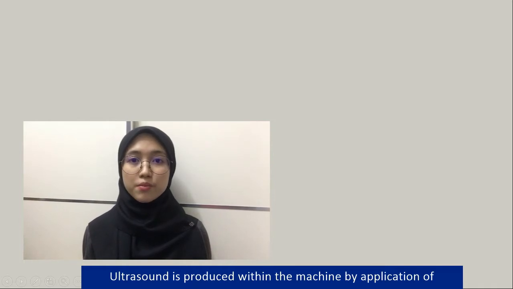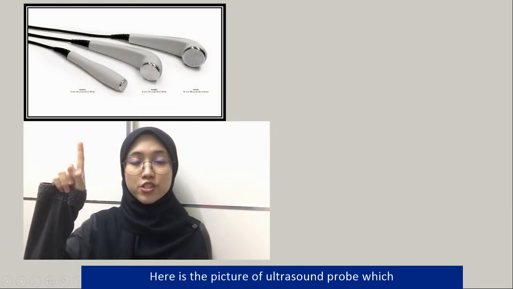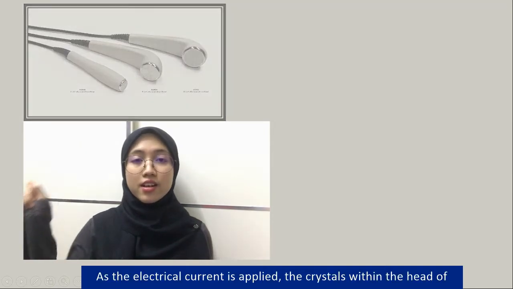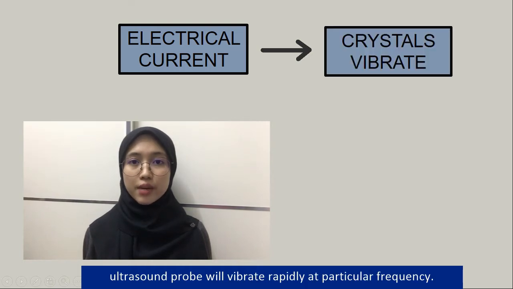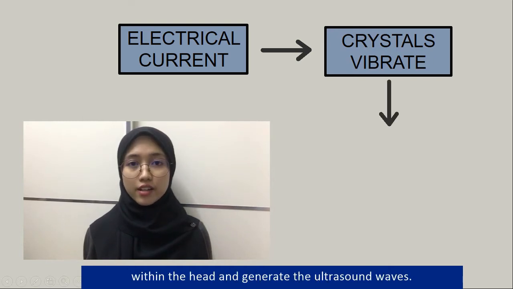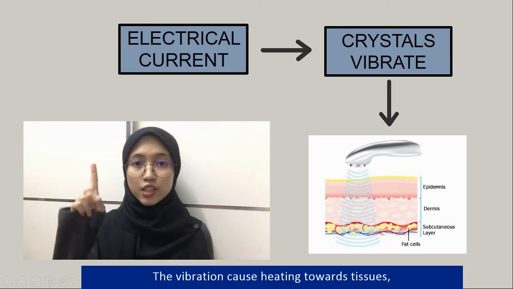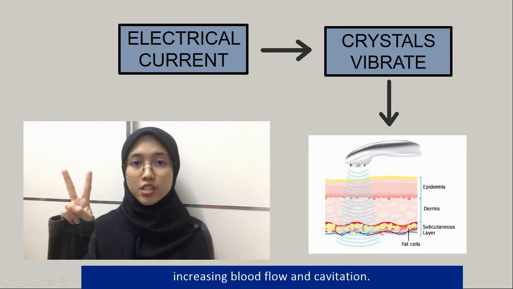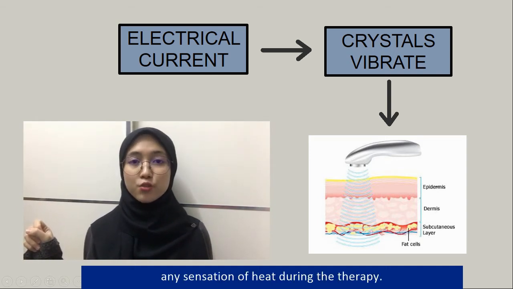Ultrasound is produced within the machine by application of alternating current to an ultrasound transducer, which is known as the ultrasound probe. Here is a picture of the ultrasound probe, which contains crystals within its head. As electrical current is applied, the crystals within the head of the probe will vibrate rapidly at a particular frequency. Vibration of these crystals causes a piezoelectric effect within the head and generates the ultrasound wave. The ultrasound wave passes through skin and causes vibration of soft tissues. The vibration causes heating of tissues, increasing blood flow and cavitation. But don't worry, because the patient will not experience any sensation of heat during the therapy.